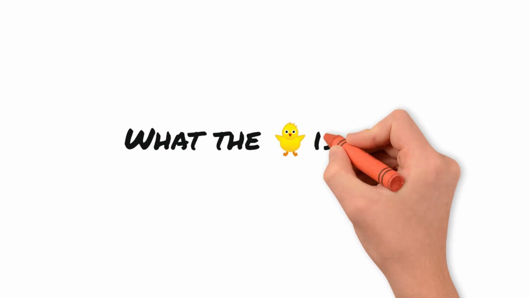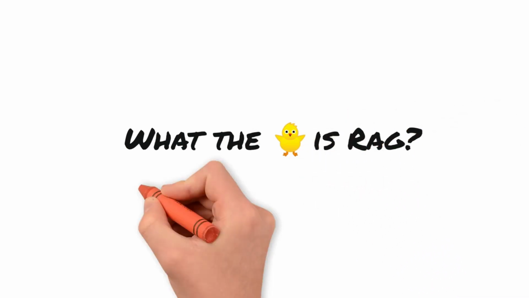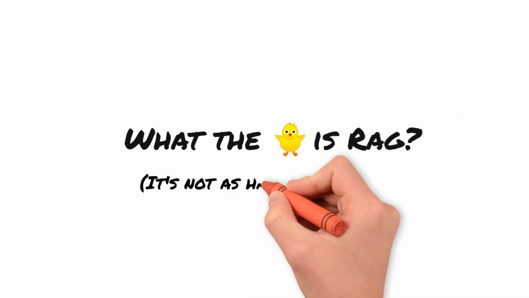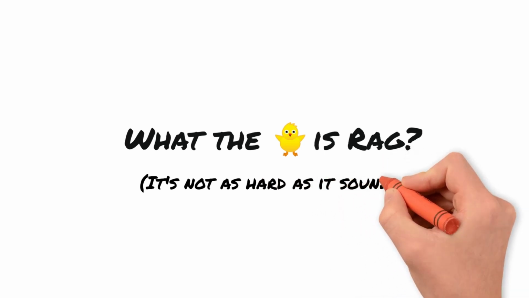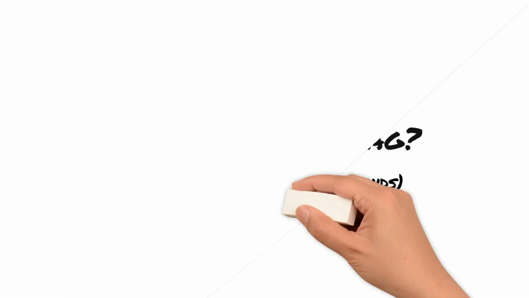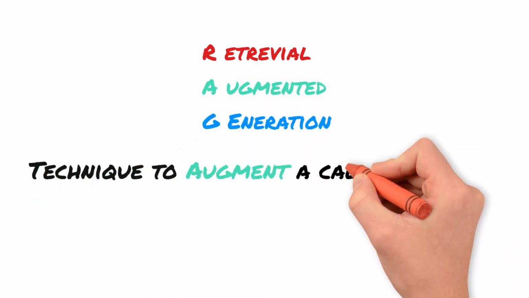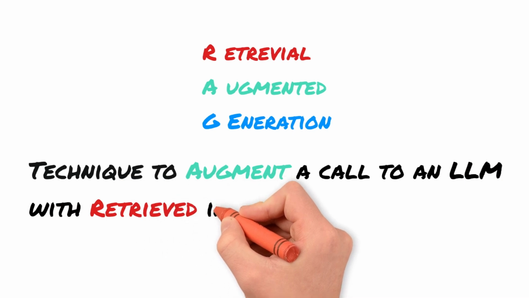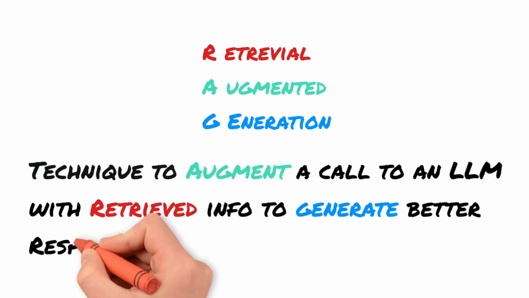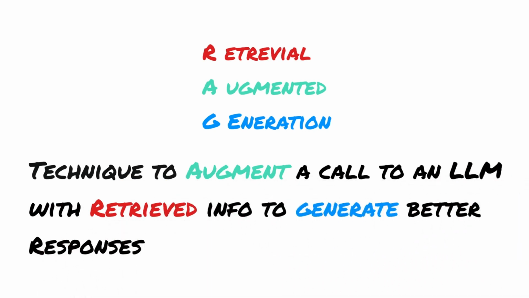Now, before we dive into the code, let's go over some concepts. Trust me, it's going to be worth it. So what is RAG anyway? While implementing it well can be tricky, the concept itself isn't as hard as it sounds. RAG stands for Retrieval Augmented Generation. It's a technique to augment a call to an LLM with retrieved information to generate better responses.